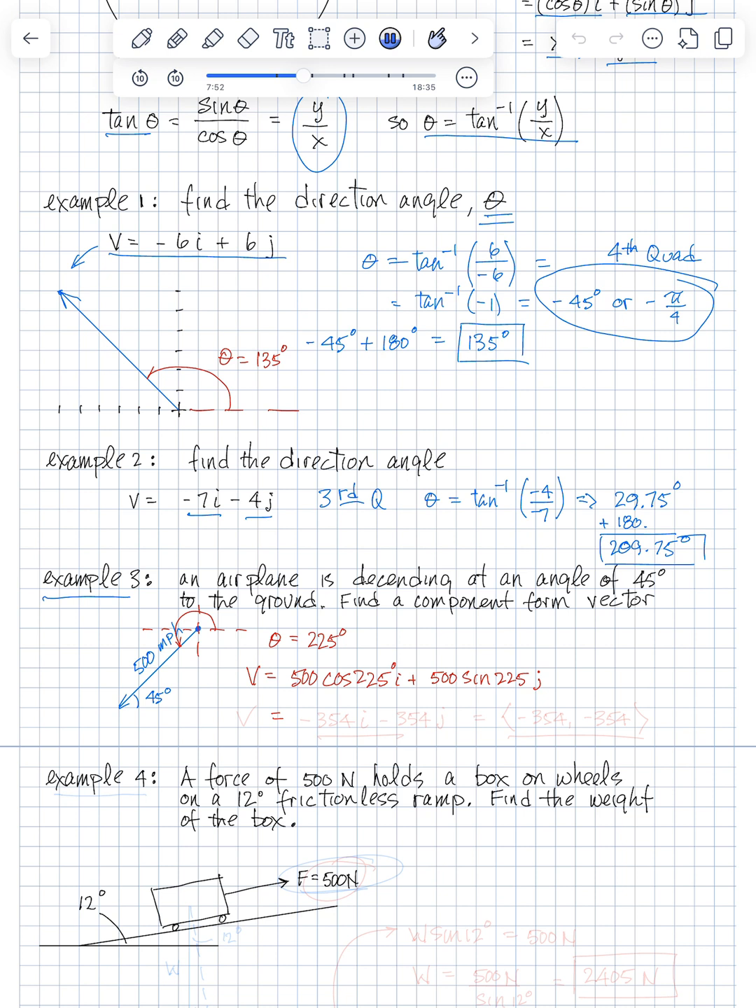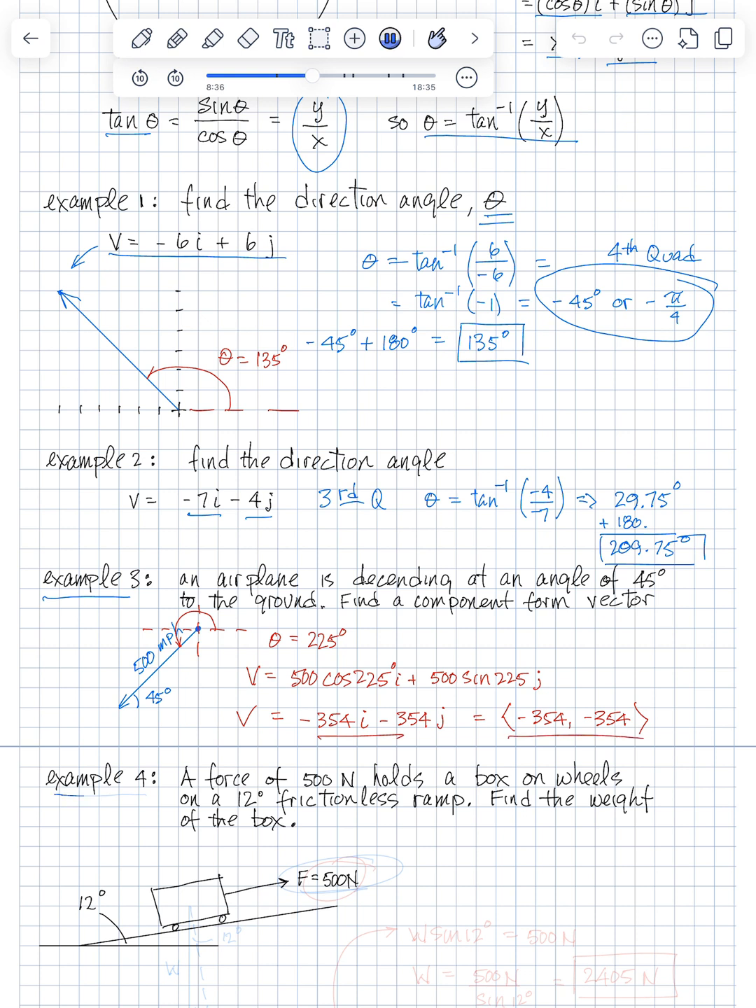500 cosine 225 is a negative 354i, and the 500 sine 225 is a negative 354j. So this is the vector in component form. We could put it in vector form, just with a negative 354 comma negative 354 in the other bracket. So either one is okay.